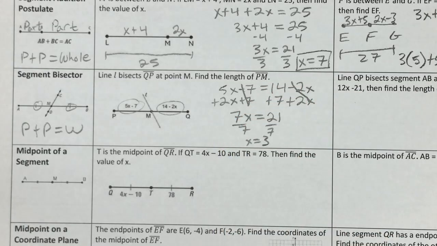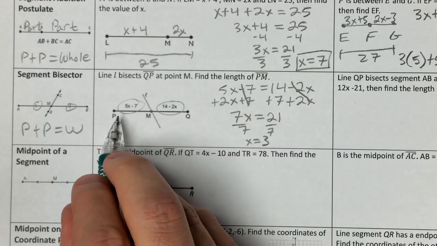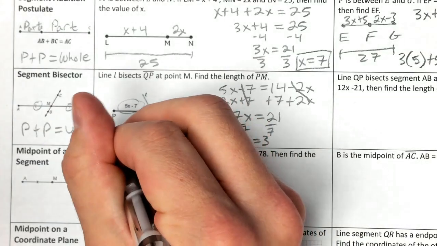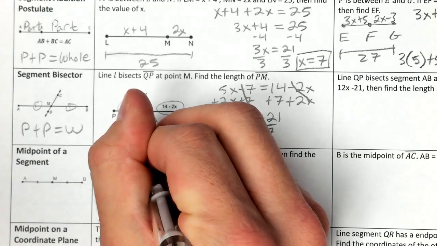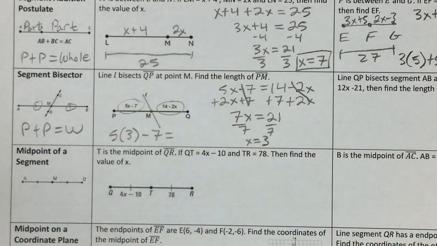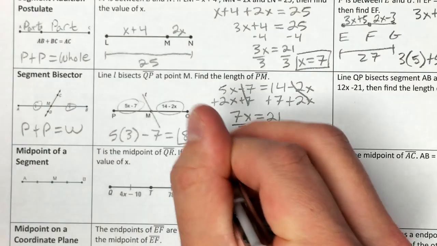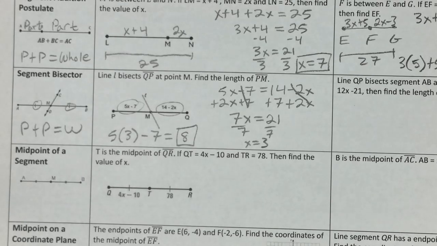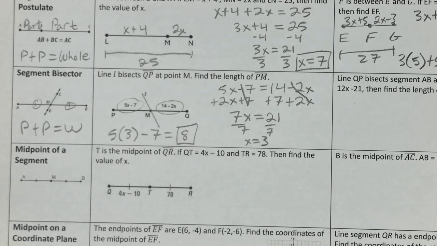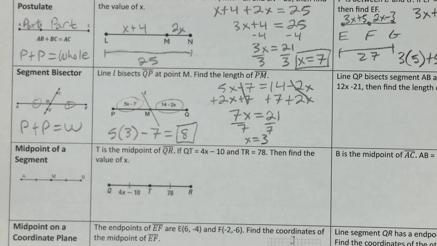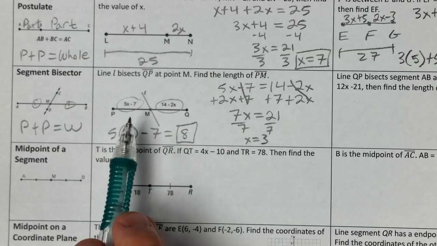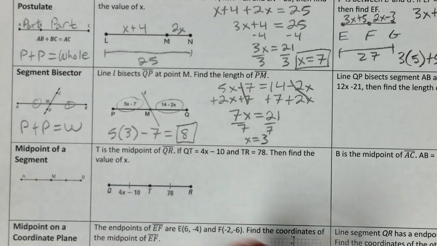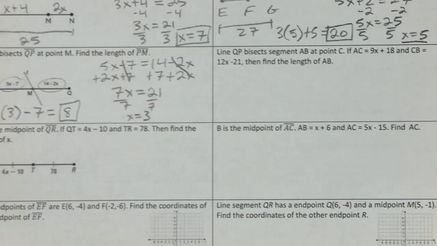Now this one asks us to find the length of PM, so P to M is the 5x minus 7. So instead of 5 times x, I'm going to do 5 times 3 minus 7. That's going to give me a total distance of 8 for the length of PM. So again, solve for the value, we just plug it back in. This one, we have part plus part equals whole, but here I don't have a whole. So if I don't have the whole distance, I know that these 2 parts are equal, so we set them equal to each other and we solved.